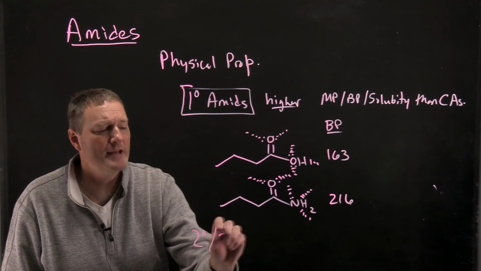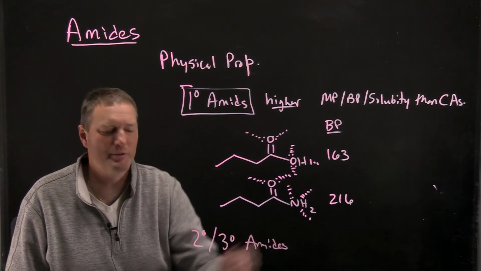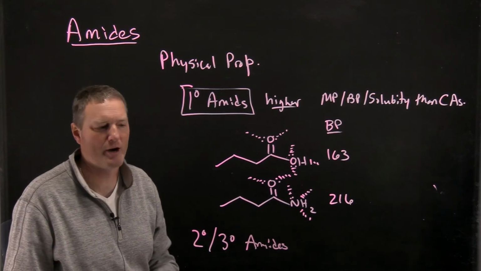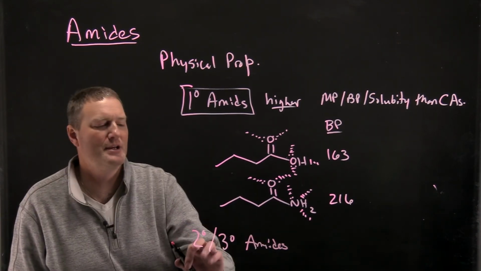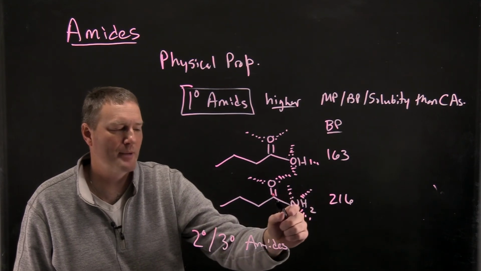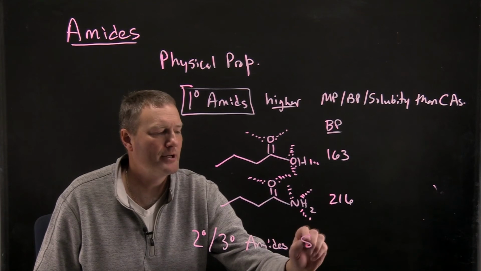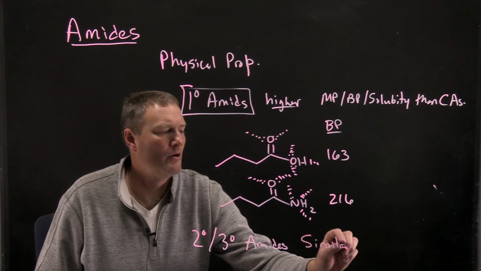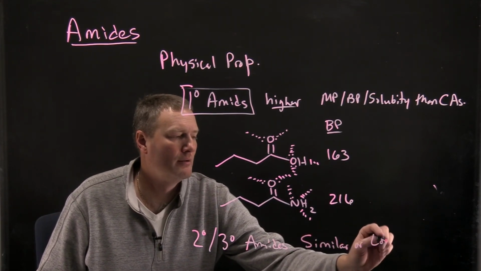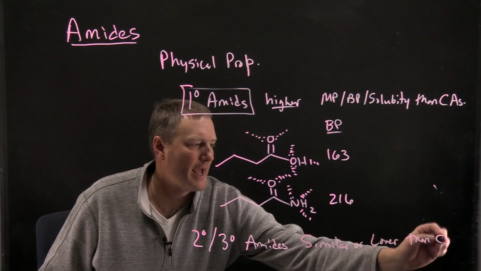Secondary and tertiary amides, we can't make a generalization, but they're pretty similar to carboxylic acids. And that's because when we put now a methyl group or ethyl groups coming off of this, you sort of reduce the number of hydrogen bonds. So they're either similar or lower, so slightly lower than carboxylic acids.